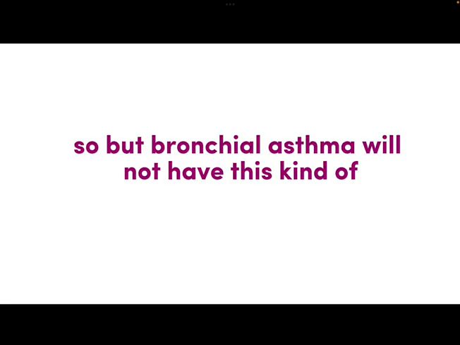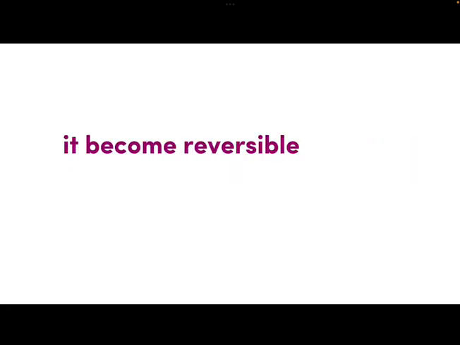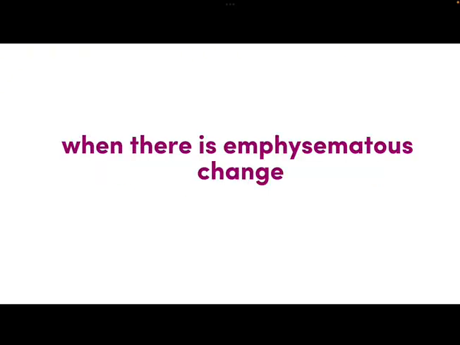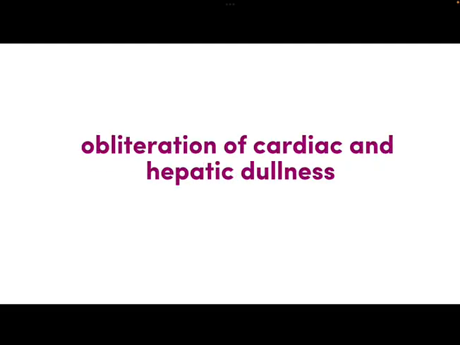but bronchial asthma generally will not have this kind of obliteration of cardiac and hepatic dullness. Bronchial asthma is reversible. After the medicine, it becomes reversible, maybe in the middle normal. But COPD has the emphysematous change. When there is an emphysematous change, it will happen. Understand? Obliteration of cardiac and hepatic dullness. Clear cut? Confident? Okay.